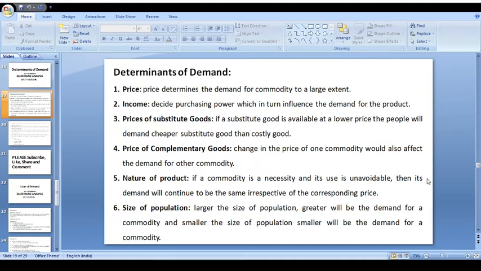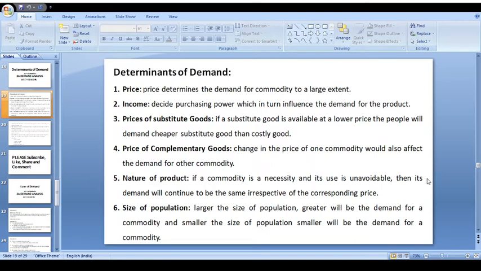Our next determinant of demand is income. Income of a consumer decides purchasing power, which in turn influences the demand for a product. A rise in income will lead to a rise in demand for the commodity, and a fall in income will lead to a fall in demand for the commodity.